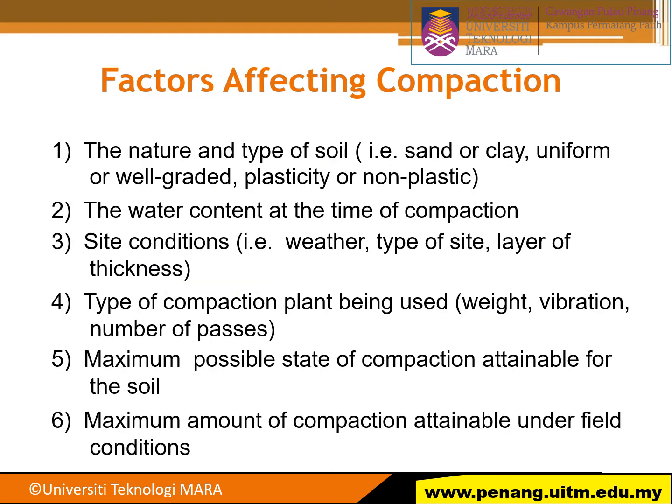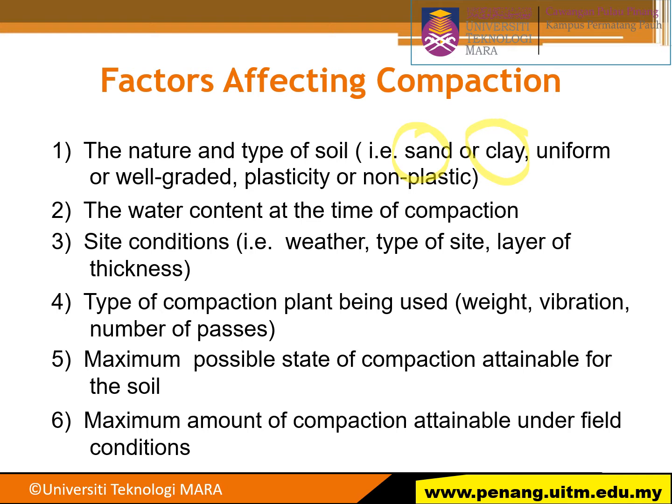Alright, so now we go for the factors affecting compaction. First is the nature and type of soil. Different types of soil will give you different results of compaction. Okay, for example, if you have a sand and also clay. For the sand, you know that we will classify the sand as well-graded, poorly graded, or uniformly graded. For the clay, plasticity, we will see high plasticity, low plasticity, and so on. So for different types of soil, the compaction will be different. Sand will have better compaction compared to the clay.